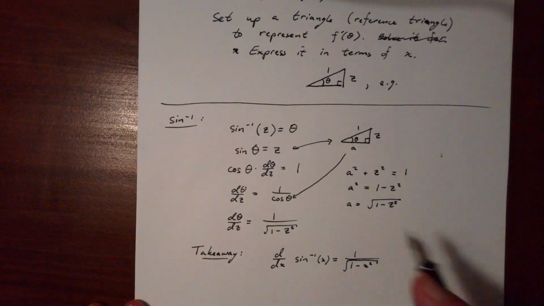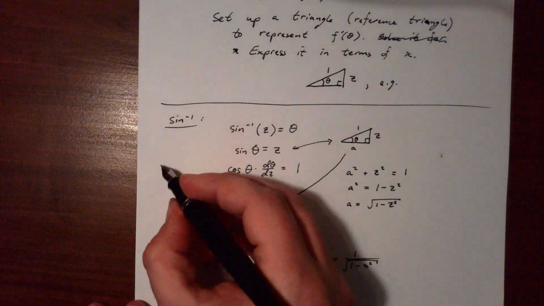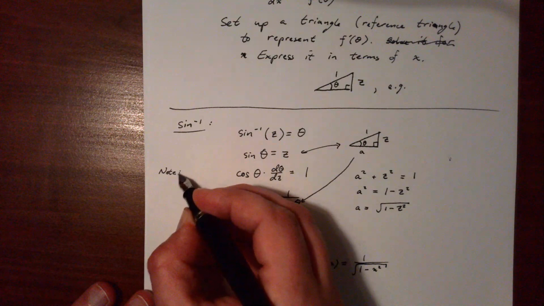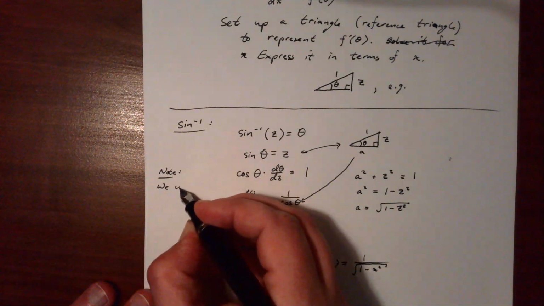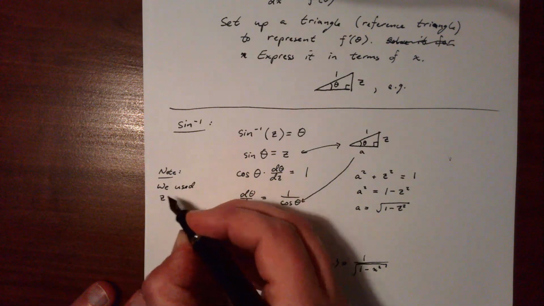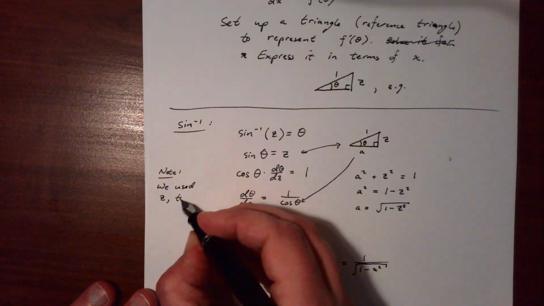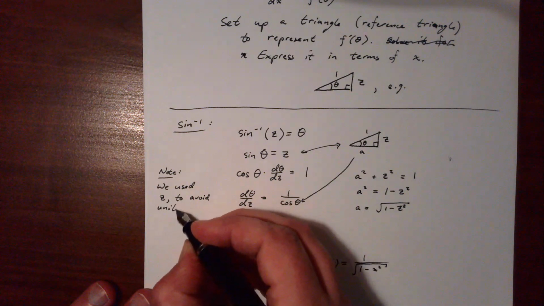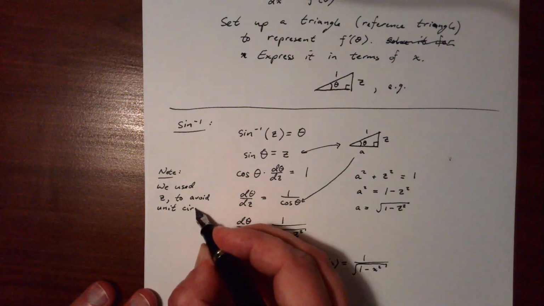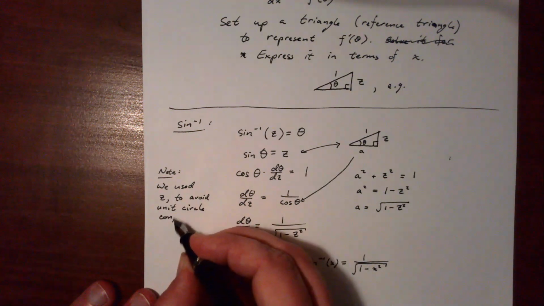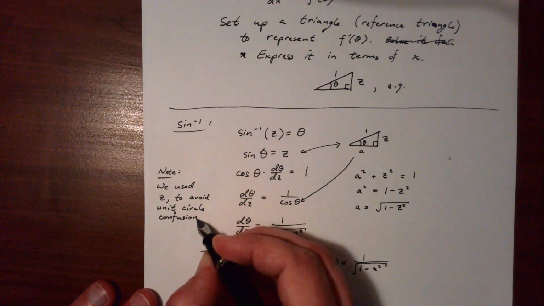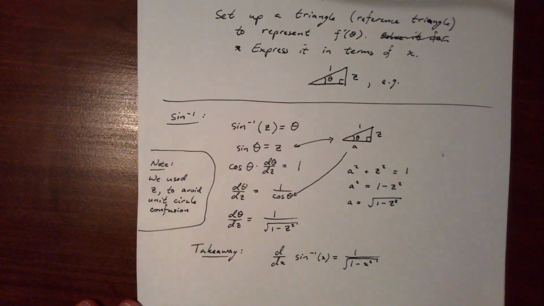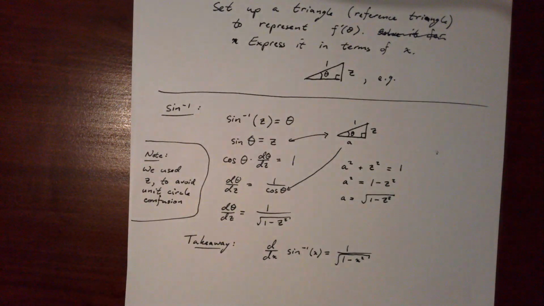So I'm using z here. So let's make a note of that off to the side. So note we used z to avoid unit circle confusion. X and Y have a bit of baggage as letters when it comes to the coordinates on a unit circle, so we don't want to let ourselves get confused.